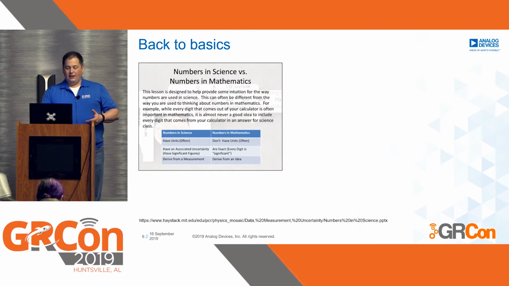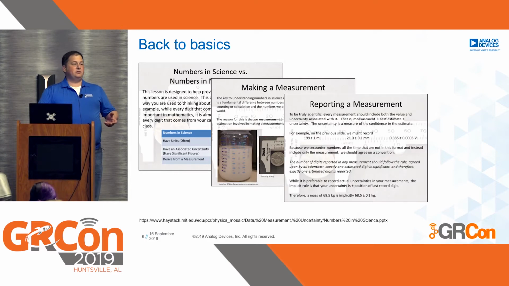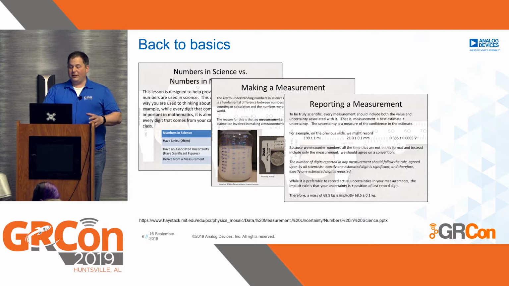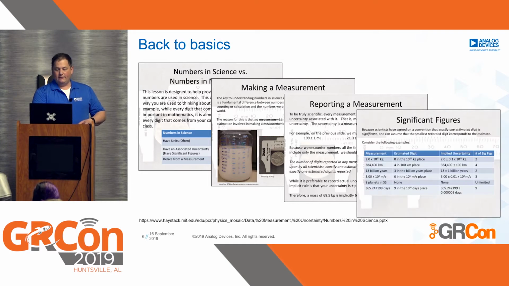And the other kind of issue is, units in science are typically driven from a measurement, where numbers in mathematics are driven from concepts or ideas. Making measurements, there's always uncertainty. Nothing is exact. And we'll talk about that in a little bit as well. Reporting a measurement, usually when engineers and scientists report measurements, they always say what the uncertainty is. It's 199 millimeters plus or minus 1 millimeter, or how many volts things are, what the ambiguity is. And significant figures are a big issue.